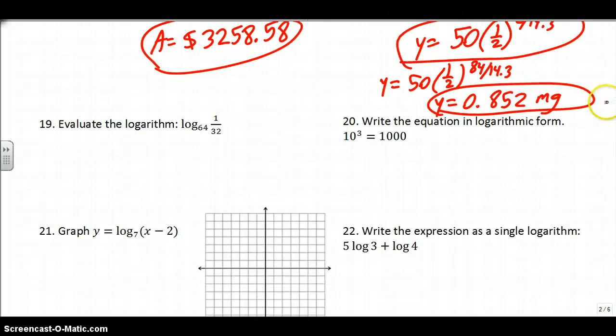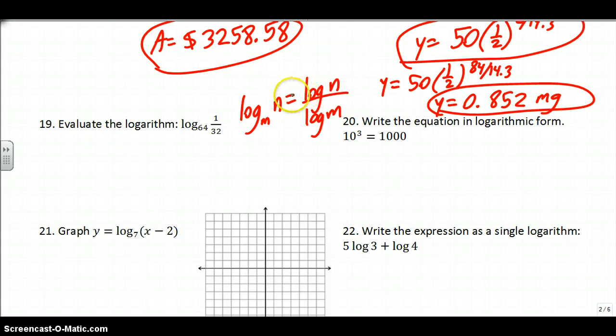19, evaluate the logarithm, log base 64 of 1/32. Now, unfortunately, my calculator, and probably yours, can only do log base 10. Can't do log base 64, so how do I do that? Well, there's a nice little formula. If I have log base m of n, then that's actually the log of n divided by the log of the base. So you can really do that for anything. So you can do log of 1/32 divided by the log of the base, log of 64.